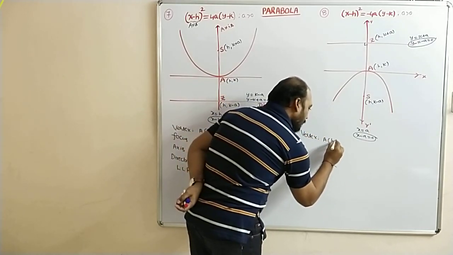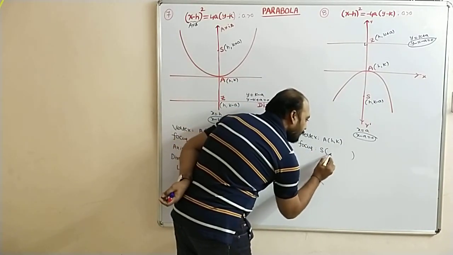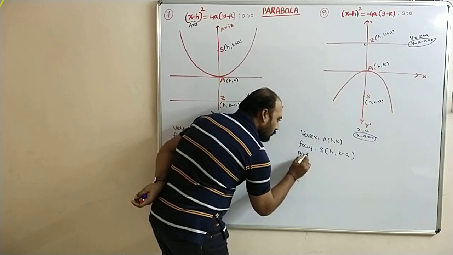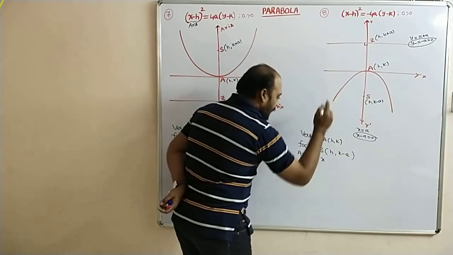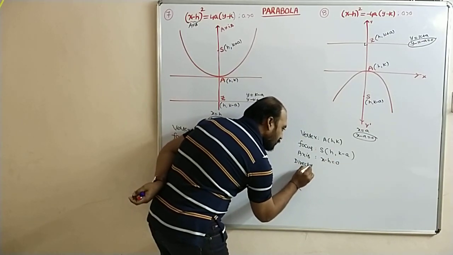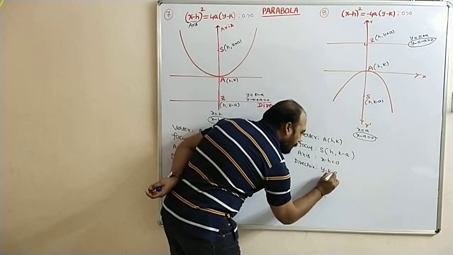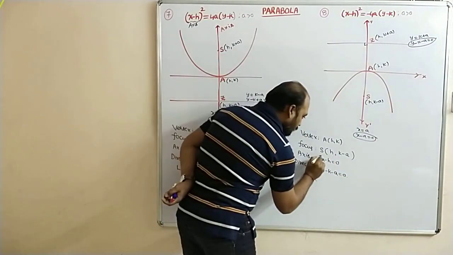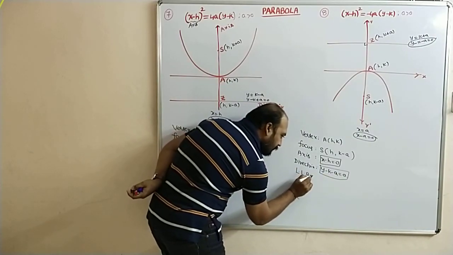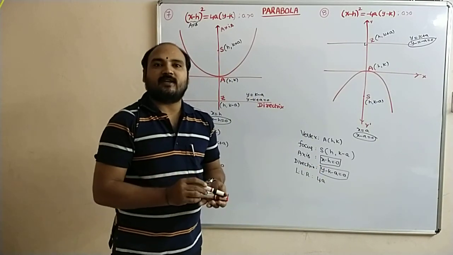So, first vertex A of h comma k. Next focus S of h comma k minus a, and axis of the parabola: x minus h is equal to 0 or x is equal to h. Directrix, equation of directrix: y minus k minus a equal to 0. Both are equations. Next, LLR, length of latus rectum, LLR equal to 4a. We will take that general one.